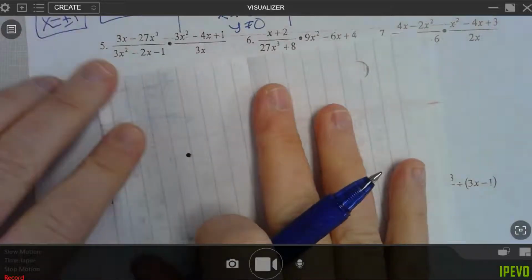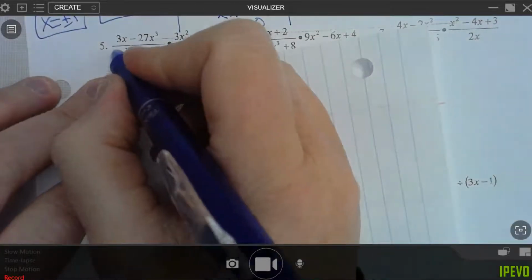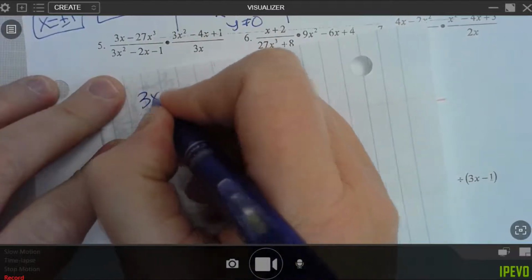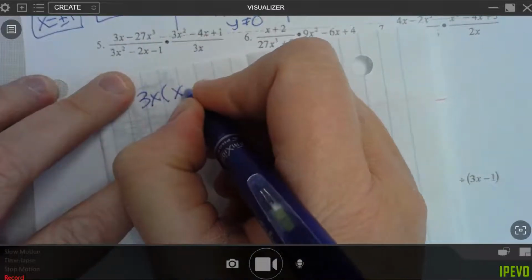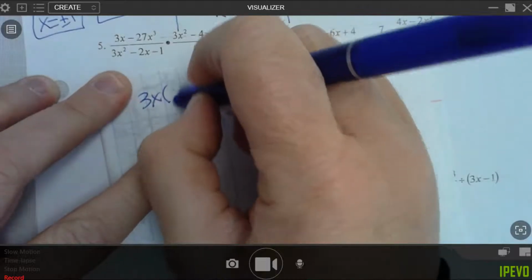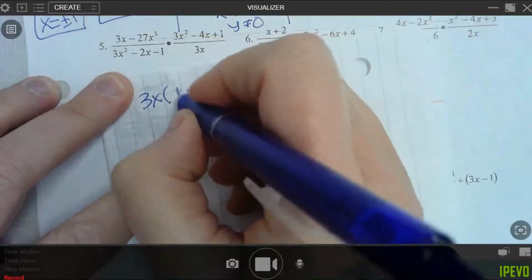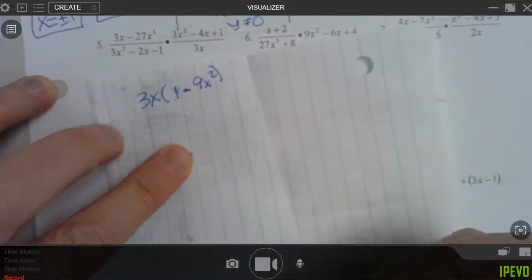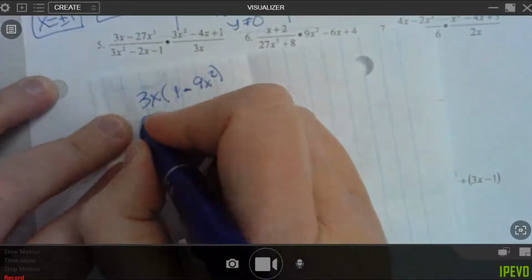So this one down here to factor, remember you would multiply your first and your last. So first I'm going to take out a 3x. And that gives me x, oh no, x is gone. It gives me 1 minus 9x squared. So that will be a difference of squares for us. So I'll finish that in a minute.